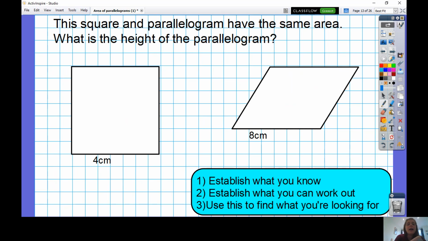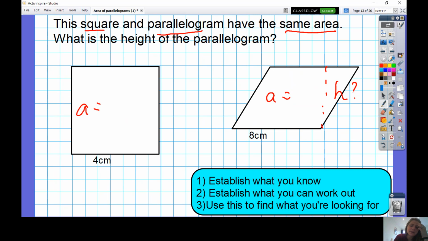Okay, this square and parallelogram have the same area. Okay, so they've got the same area. That's my first fact I need to remember. I want to find the perpendicular height of the parallelogram. What is the perpendicular height? Right. Establish what I know. Okay, I know they've got the same area and I know I'm looking for the height.